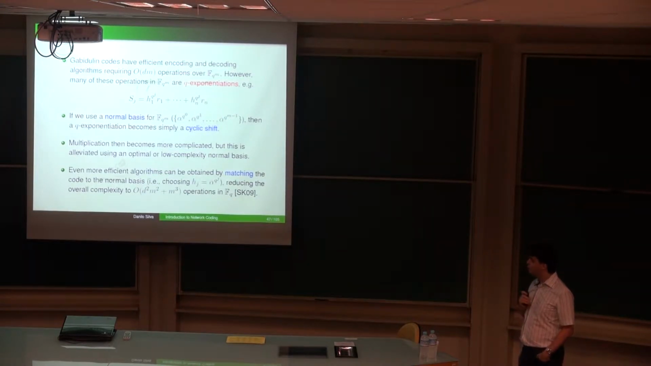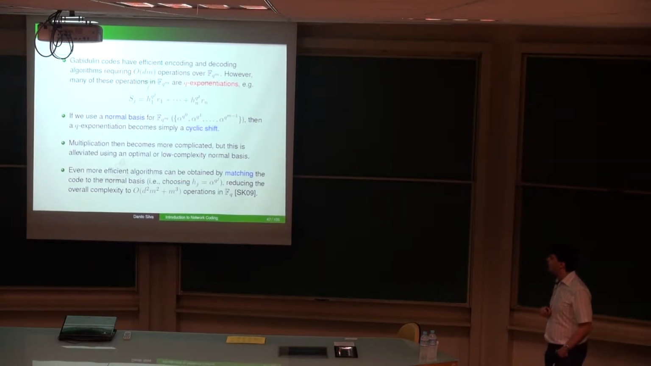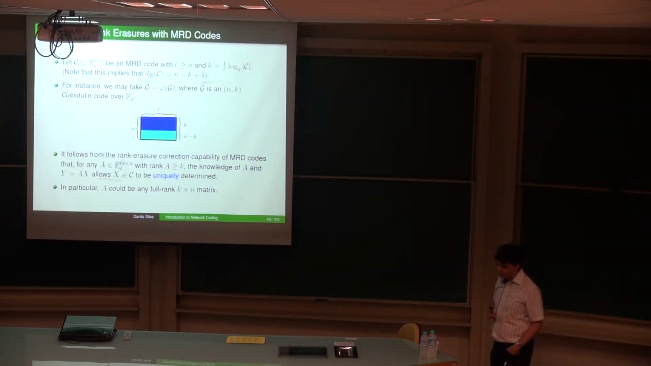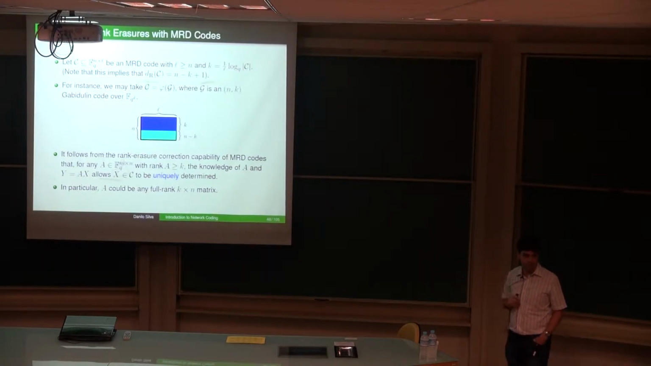And you can also make this algorithm even more efficient if you use a code that is matched to the normal basis, so that those h's are the q powers of your normal element. These codes have also been called cyclic Gabidulin codes because they are closed to cyclic shifts. And then we can show very fast algorithms for encoding and decoding this code. Okay, so essentially we are harnessing the power of block codes to construct these matrix codes.